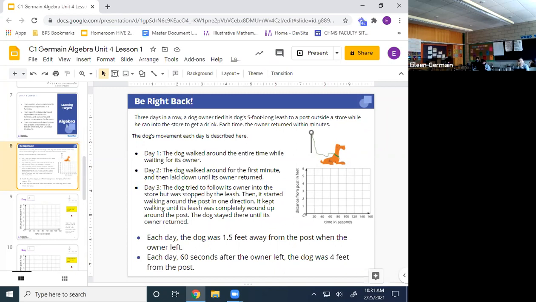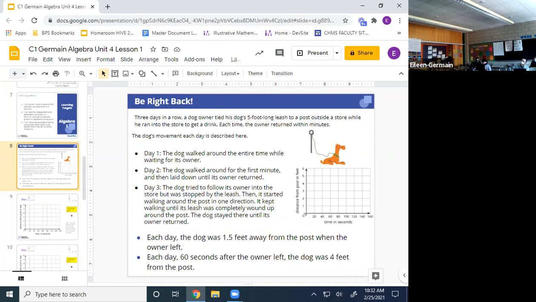Okay, another piece of information. Sorry guys, that's okay, Nassim. Each day the dog was 1.5 feet away from the post when the owner left. So every day it starts at 1.5 feet away from the post. Each day, 60 seconds after the owner left, the dog was 4 feet from the post.